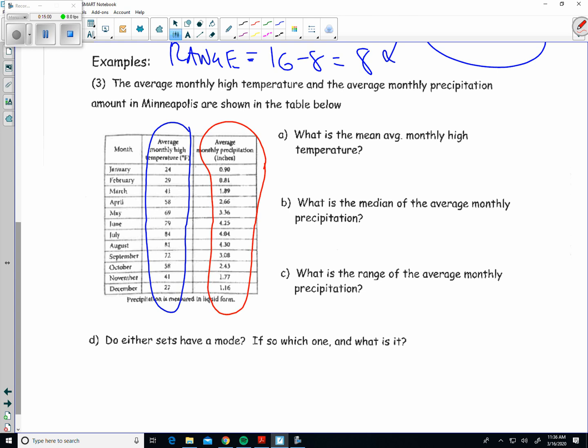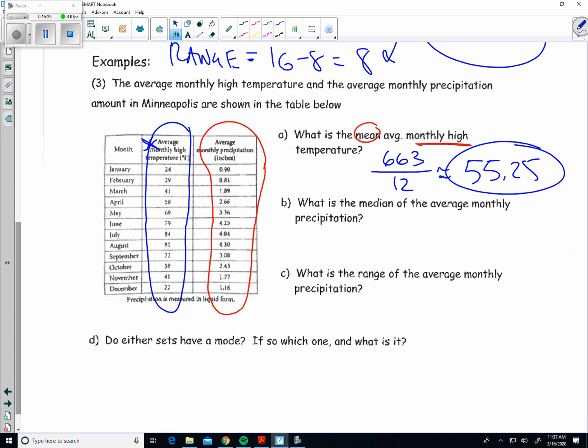So question A again is, what is the mean, the average monthly high temperature? In this set of data, you must add up all the elements in the first numerical column. If you add all those digits up, you're going to come up with 663. There's 12 months in the year, so our average monthly high from our set of data would be about 55.25 degrees.